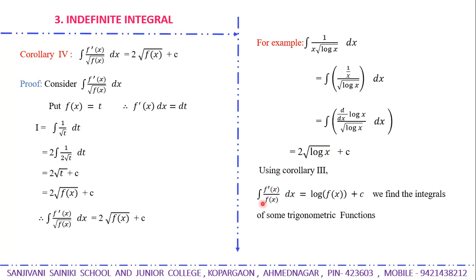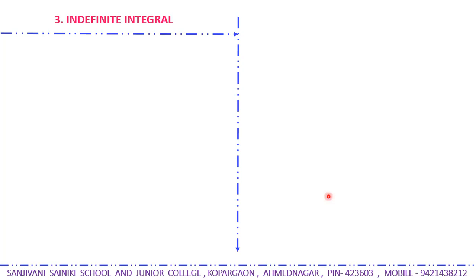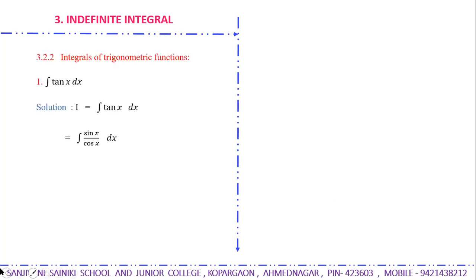Okay. Now the integral of f dash of x upon f of x dx is equal to log of f of x plus c. We will find the integrals of some trigonometric functions. Now we will see with the help of this corollary; we will learn some formulae which we are going to use in solving the examples.